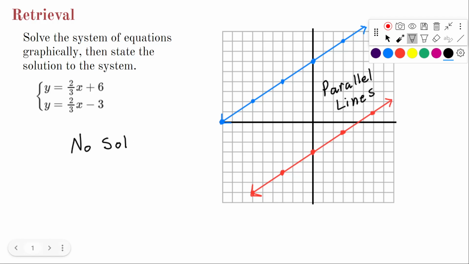As long as the slopes are the same, there will be no solution. If the slopes are different, you will have one point where the two lines intersect, and therefore the solution would be that point of intersection.